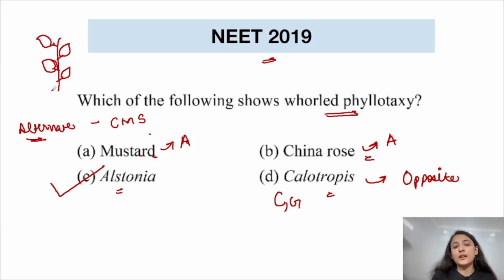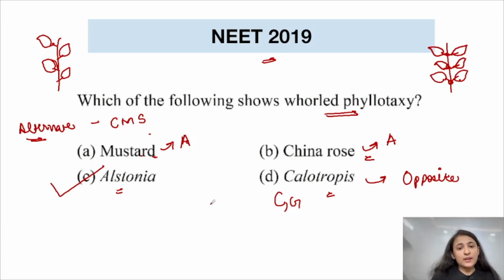This is alternate phyllotaxy. In the opposite phyllotaxy, two leaves are present at a single node. That is, a pair of leaves is present at a single node and they are present opposite to each other. See, they are present opposite to each other. Then at the other node, again two leaves are present opposite to each other. So two leaves are present at each node and they are opposite to each other.